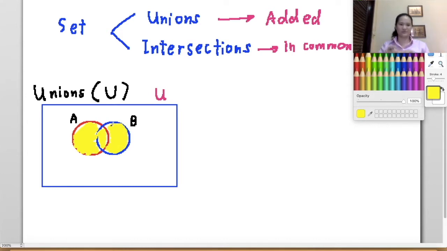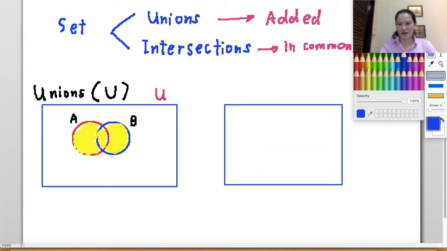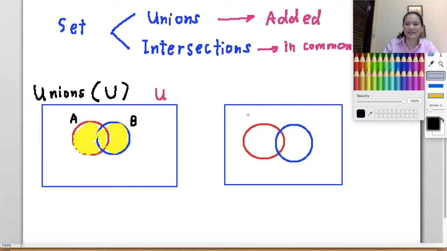Intersect means in common. Okay, I'm going to write down universe again. You remember what is universe? Yeah, universe means the largest space. Okay. I put again set A and set B together here. Okay. This one is set A, the red color. All of this one is set A, and the blue one is set B.